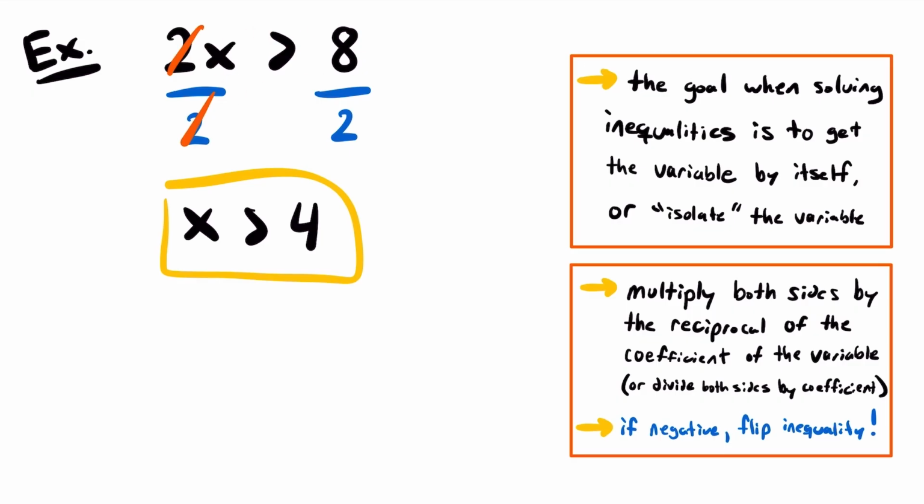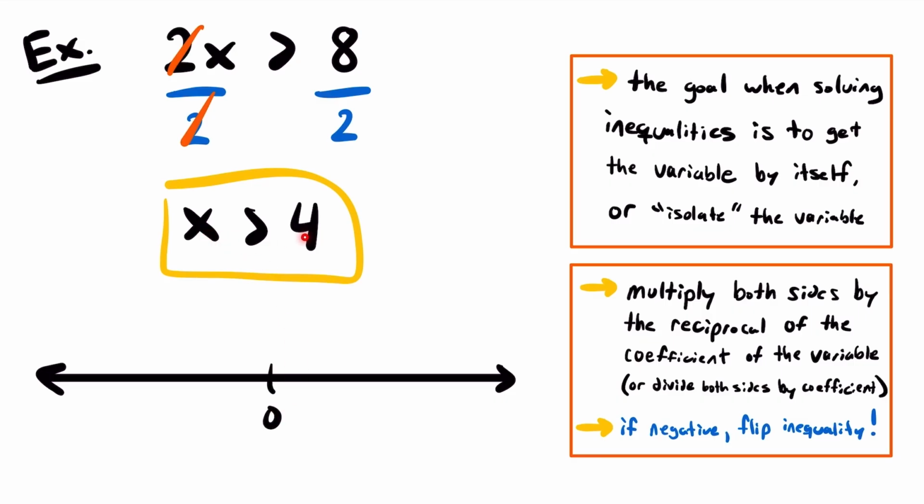And if you wanted to, you could also graph that solution on a number line. It would look like this. If this number line represents the values of x that are in the solution set, then it would look like this. I'll label the center with 0, and then we're comparing x to 4. So we have 1, 2, 3, 4. I'll put 4 right here.